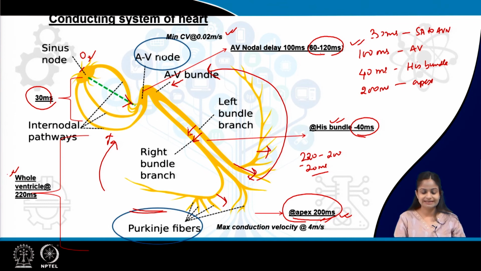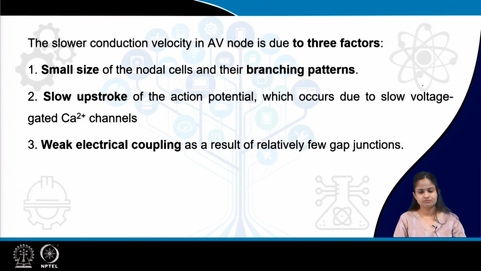So, this is all about the conducting system of the heart, and the time intervals, which are also important. Now, the slower conduction velocity in the AV node, I had already told you, is because of the small size and the slow upstroke of the action potential, which occurs due to the slow voltage calcium channels, that means the slow action potential, because of the resting membrane potential of minus 50 to minus 60 millivolt, and weak electrical coupling because of the presence of relatively few gap junctions.